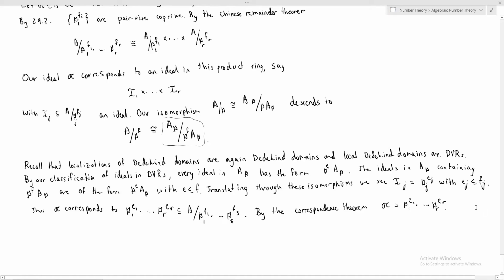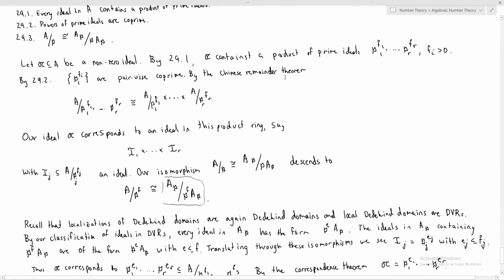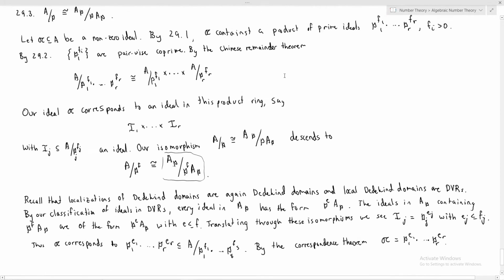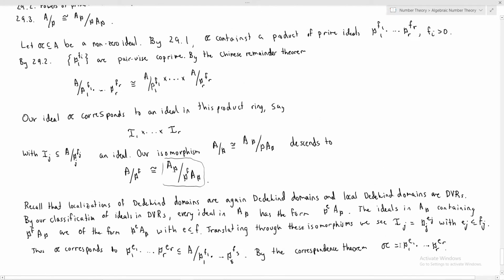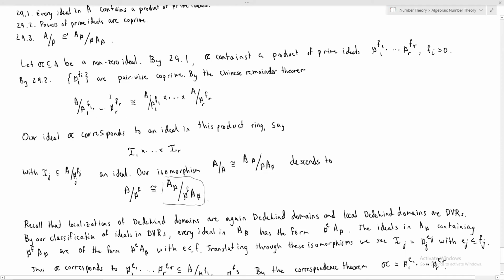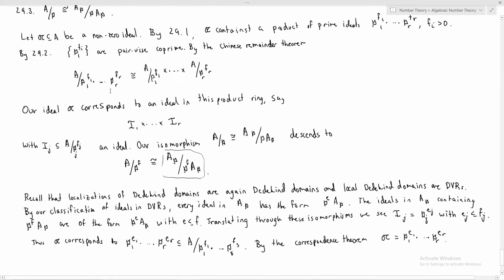Now, let me just give you a brief overview of what we did. To prove that A factors as a product of prime ideals, first I found a product of prime ideals contained in A, and then I know A corresponds to an ideal in this quotient. This quotient is a product. I can determine what ideals in each factor of this product look like, using the structure of a DVR, and then that lifts back to what A looks like in this quotient, and then I can lift all the way back up to A using the correspondence theorem.